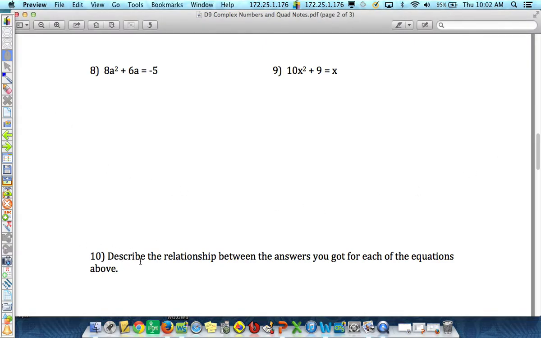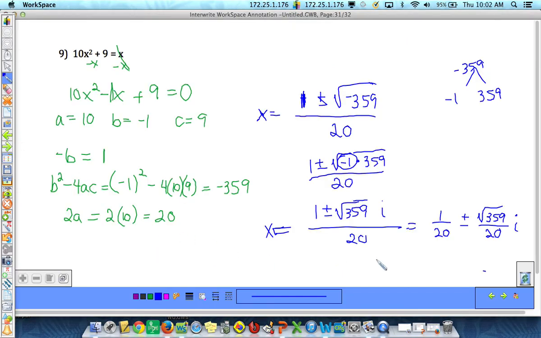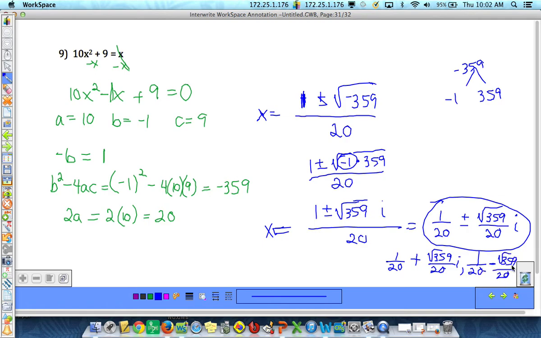Okay, number 10 said describe the relationship between the answers you got for each of the equations above. Okay, let's look back at these answers. Right here, I had these answers. If I were to separate these out, that's like saying 1 over 20 plus square root of 359 over 20 times i, and 1 over 20 minus square root of 359 over 20 times i. These are conjugates of each other. Remember the word conjugates we talked about yesterday. One is positive, one is negative between the terms.